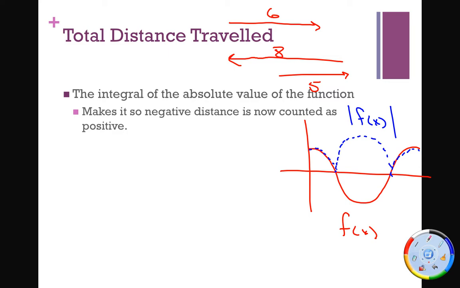And as I've been saying, this makes it so negative distance is now counted as positive distance. I'm just talking about distance here.